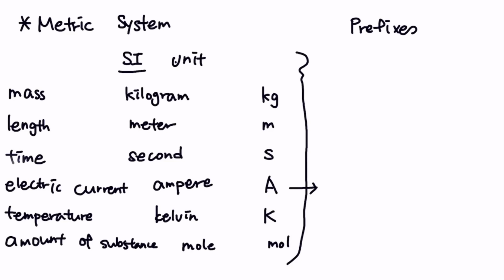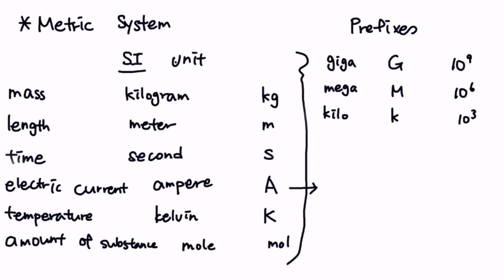I'm going to start from the large number to the small number. We're going to start from giga. Giga stands for 10 to the 9th. Mega, capital M, and that's 10 to the 6th power. Kilo, lowercase k, and that's 10 to the 3rd. Hecto is 10 to the 2nd, but we don't really use it so often, so we'll just put it in parentheses. Deca, it's good to know, but again, we're not going to use it so often, so I'm going to just put it in parentheses.